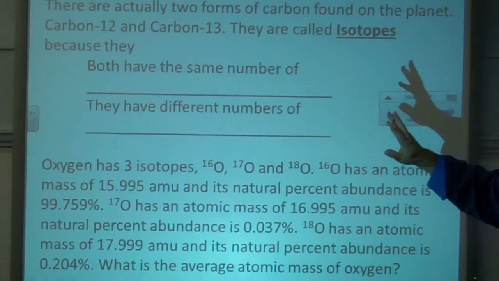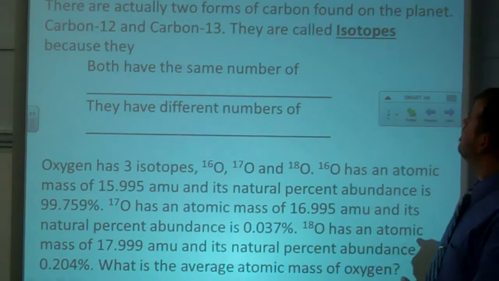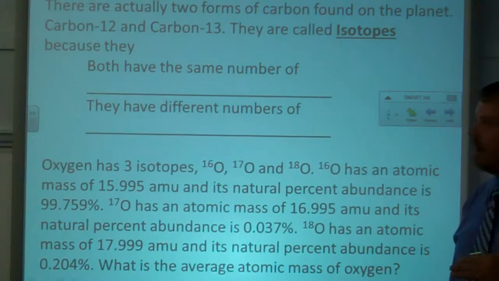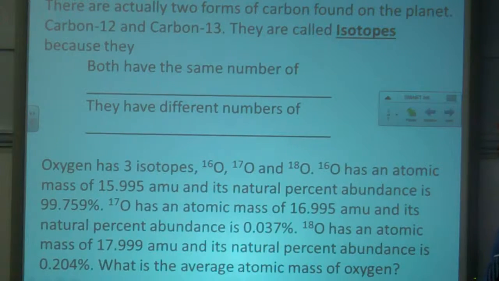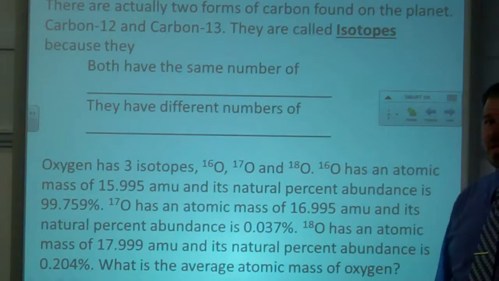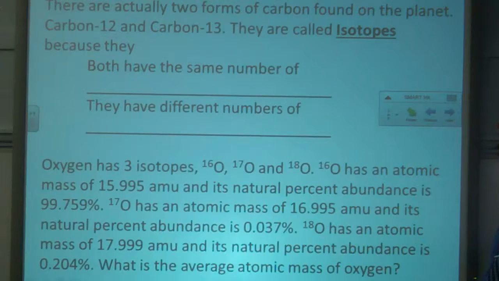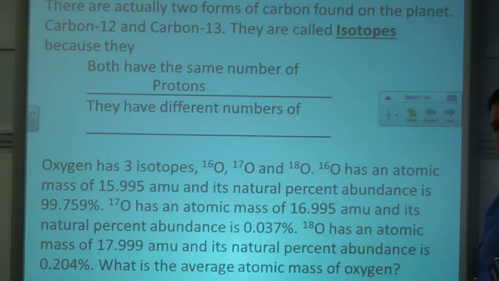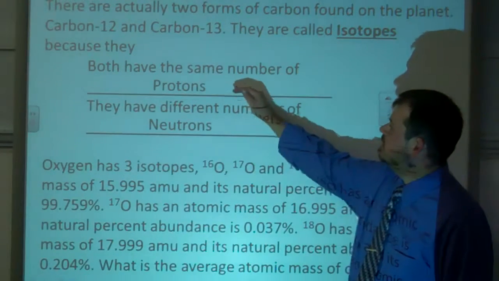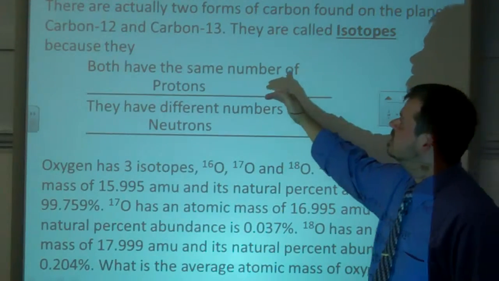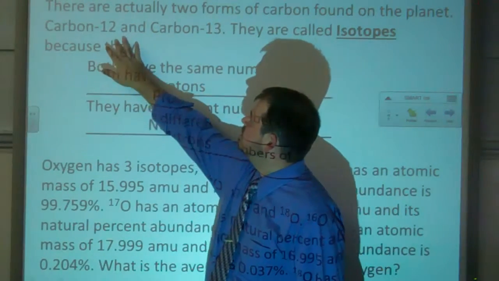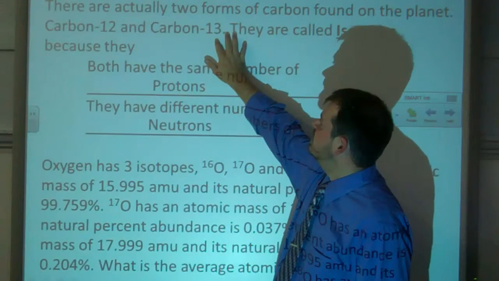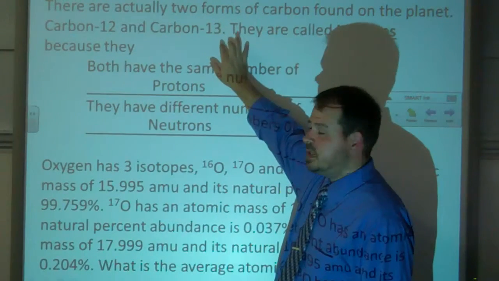There are actually 2 forms of carbon found on the planet. Carbon 12, carbon 13. These are called isotopes because they have the same number of protons, but they have a different number of neutrons. Okay? I'm going to add protons and neutrons together to get my mass. Here, 6 and 6 is 12. In this case, 6 and 7 is going to be 13.